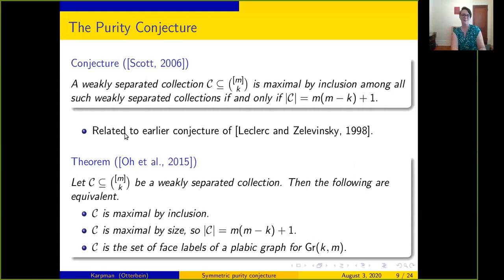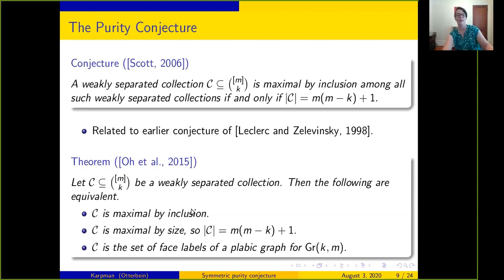This was proved by Postnikov, Oh, and Speyer in, I believe, the paper that appeared in the chat in the last talk. And I hope that we'll hear more about Plabic tilings later on, because I won't have time to fully go into that construction here. But using Plabic tilings, these black and white tilings that are dual to Plabic graphs, they were able to prove this really powerful theorem that actually implies both Scott's conjecture and the earlier conjecture of Leclerc and Zelevinsky, which is that for a weakly separated collection, all of these things are equivalent.